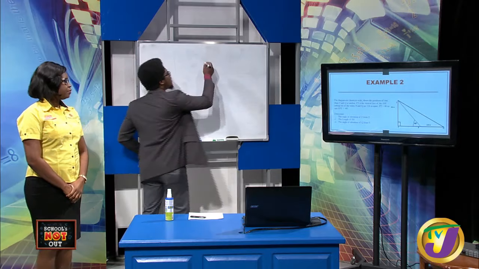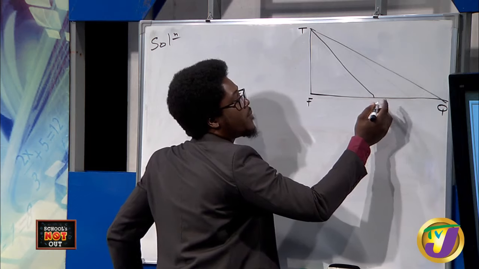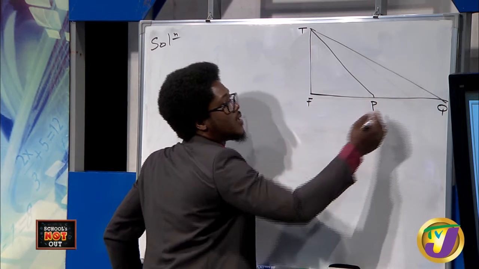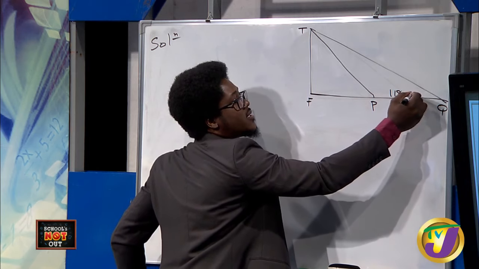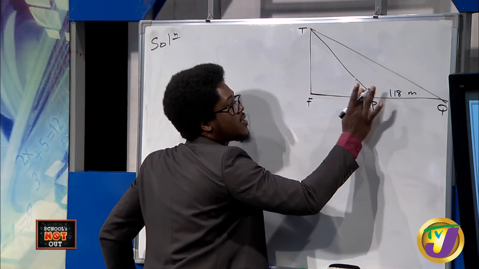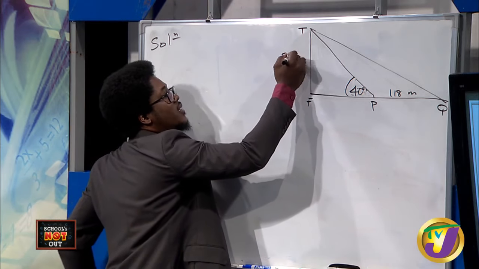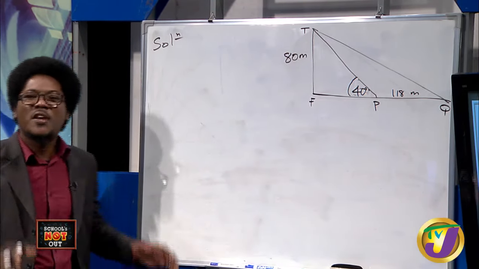So we will begin our solution by first drawing our diagram. I'm just going to draw my diagram here. All right, now I'm going to put in my labels as they are on the problem. So we have 118 meters, 40 degrees at P, and then we have 80 meters. Now I feel comfortable beginning my problem.